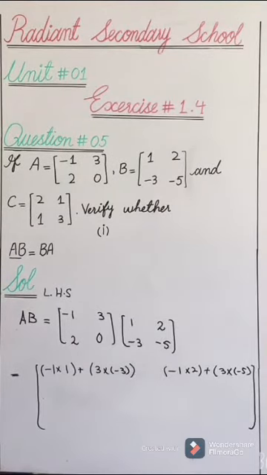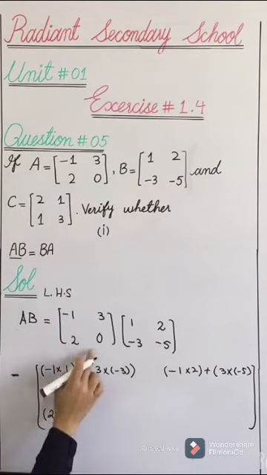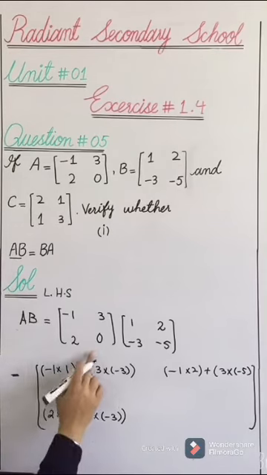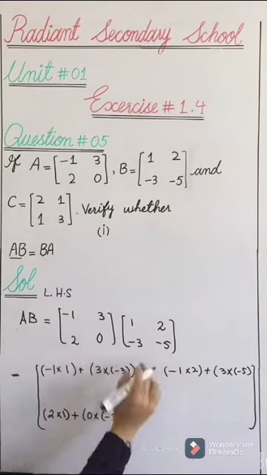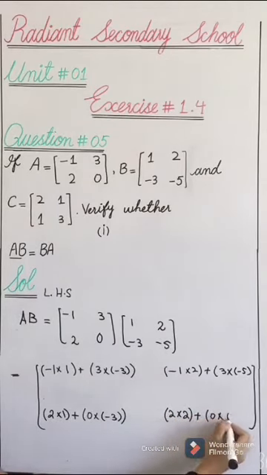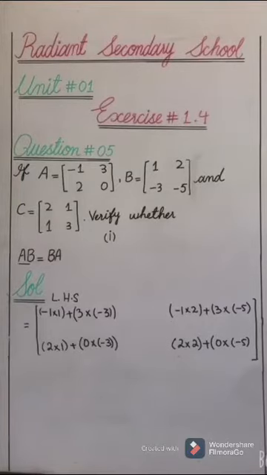Moving on, we will multiply the second row with the first column: 2 multiplied by 1 plus 0 multiplied by -3. So this will be your third element. And second row, second column: 2 multiplied by 2 plus 0 multiplied by -5. So now let's solve what's written inside this matrix.